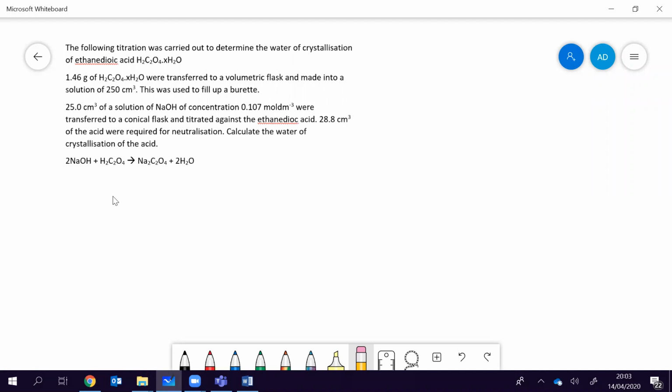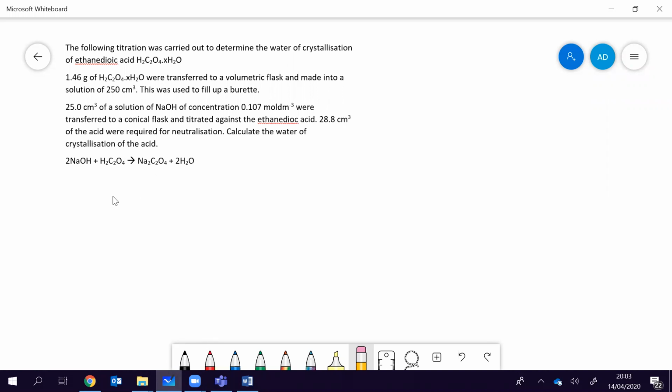Okay, here is another water of crystallization problem. This is a little bit different than some of the other ones, and we'll see why. Right, so here we've got this stuff, ethanedioic acid.